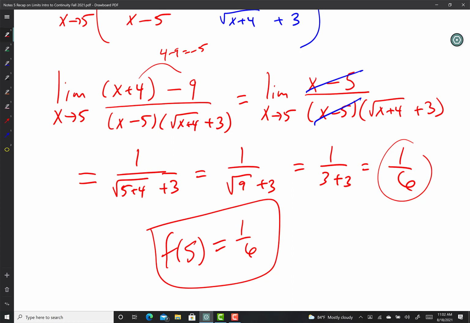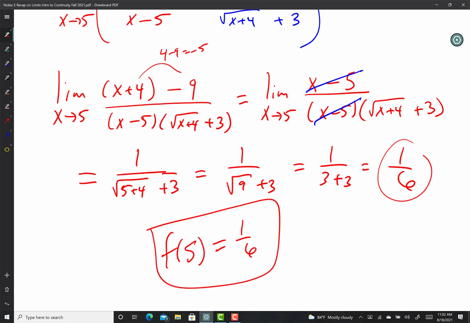Because that's where the discontinuity is. That's where the hole is at. So you would just put a thing there. Yep, 5, 1/6. That's where the hole is, at 5, 1/6. So if I write f of 5 equals 1/6, you're plugging the hole. Yes.